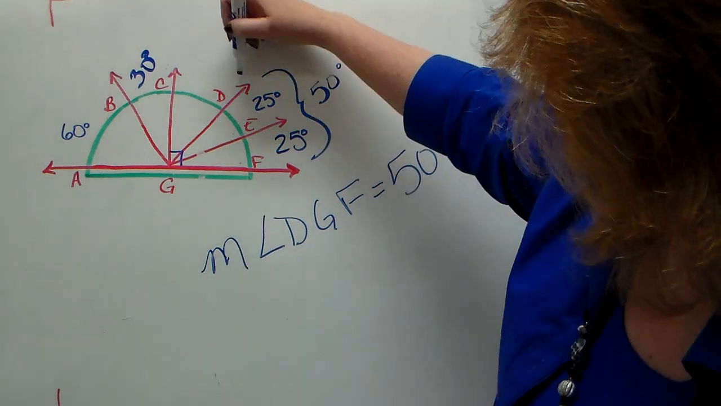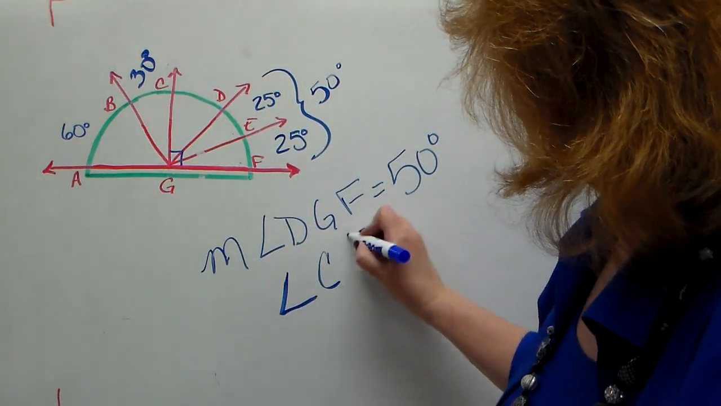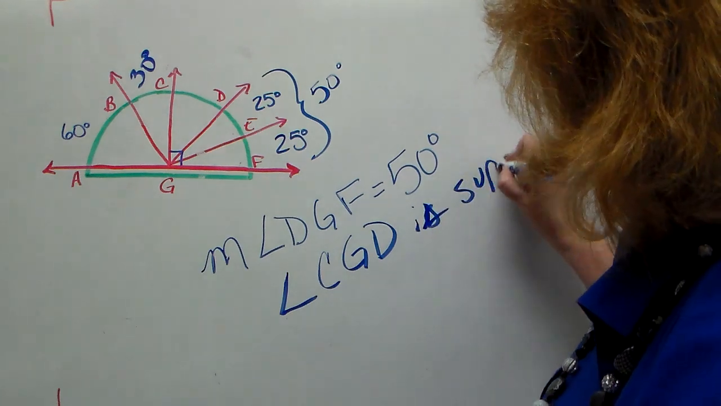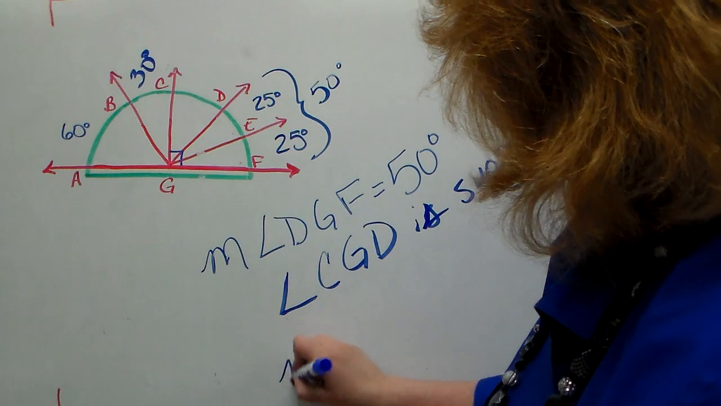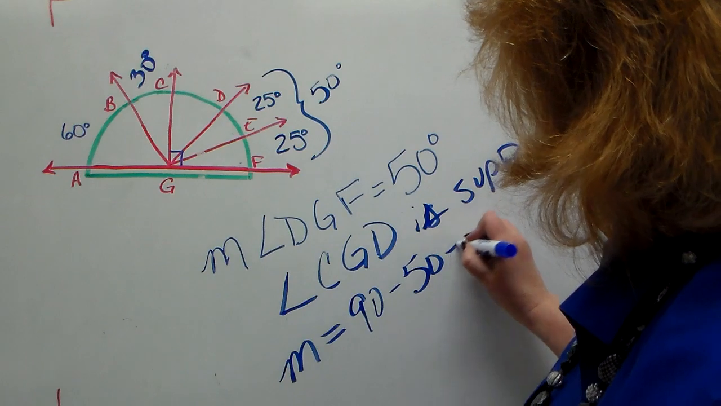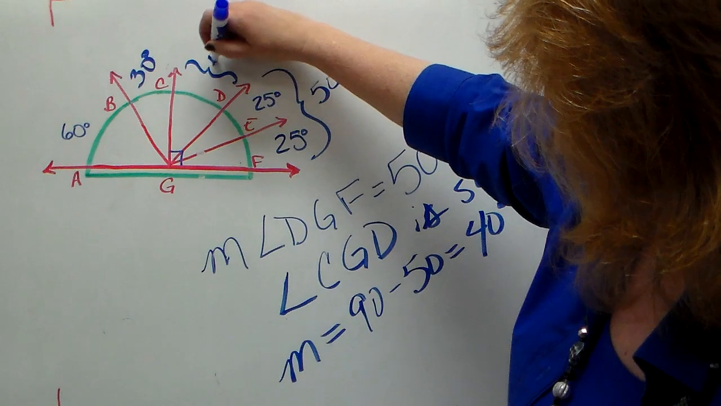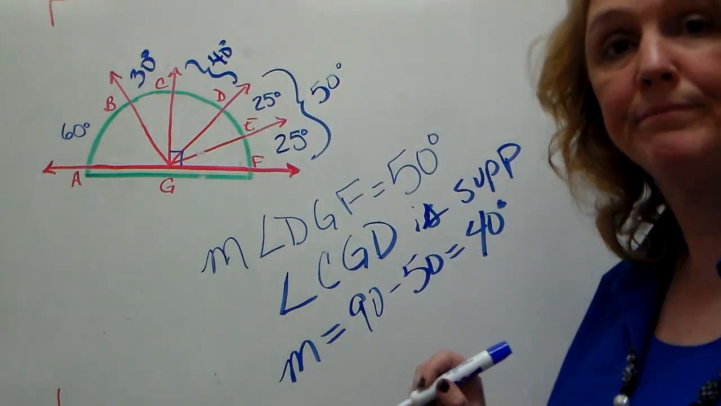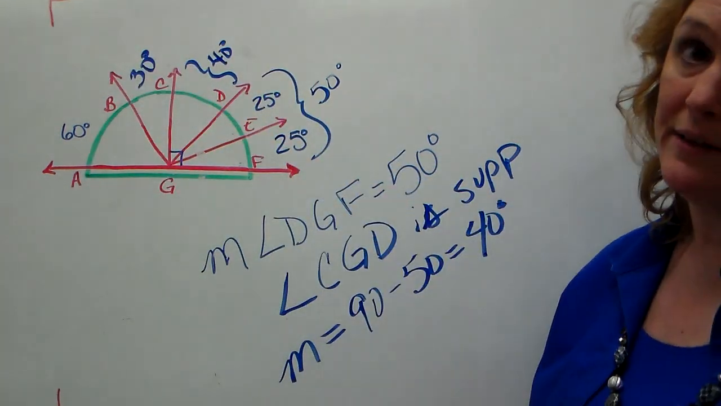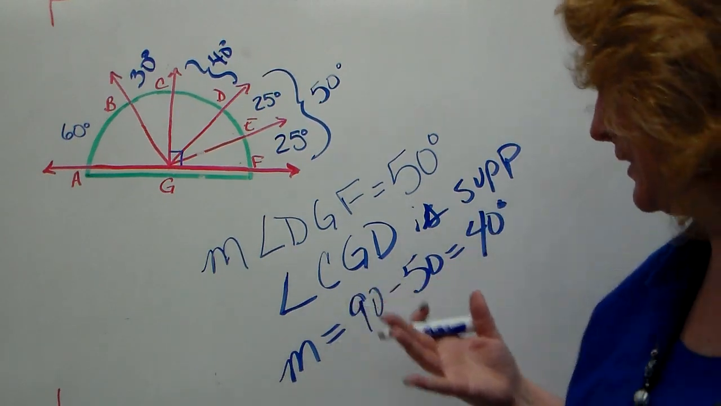So I'm going to look next door to it. I'm going to tell you that this angle, angle CGD, is its complement, and its measure equals, what's 90 minus 50, is 40 degrees. So this angle right here is 40 degrees. Okay? 40 and 50 is 90, 60 and 30 is 90. So we've covered our two really obvious complementary sets.